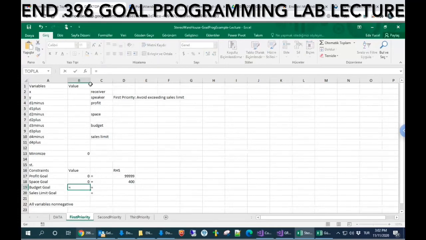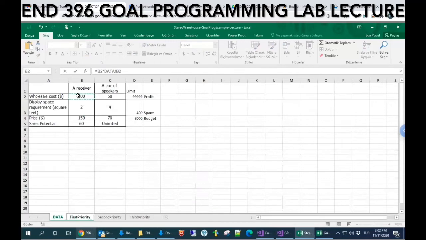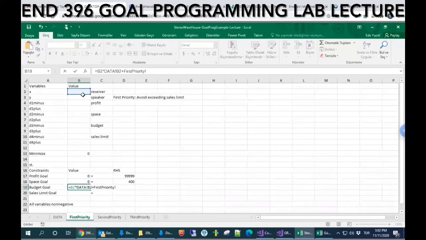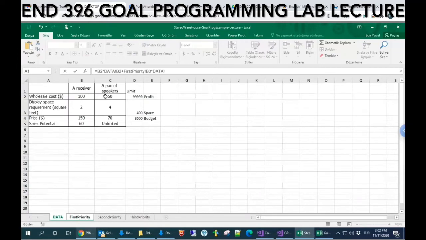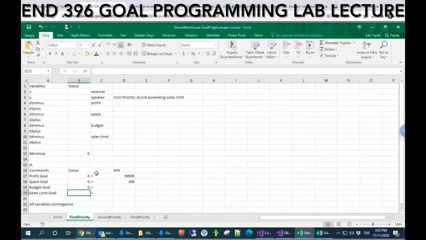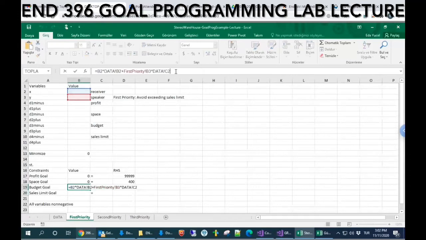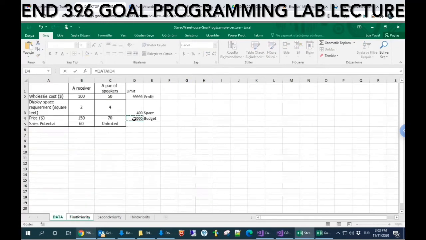Okay, for the budget goal, we should multiply the number of X receivers by its wholesale cost plus number of Y speaker pairs, actually, by its wholesale cost. And also we should include deviation variables for the budget. Okay. And what is our budget limit? It comes from data. It is 8,000.